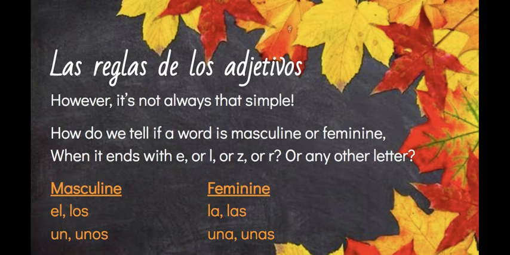There are 4 of these little words that are going to tell us that they are masculine. Those are el, los, un, and unos. El and los mean the, and un and unos mean a or some, like a book or some books. For feminine, we have 4 little words as well. La and las, which mean the, and una and unas, which mean a or some. You've probably seen these before. This should be a review.